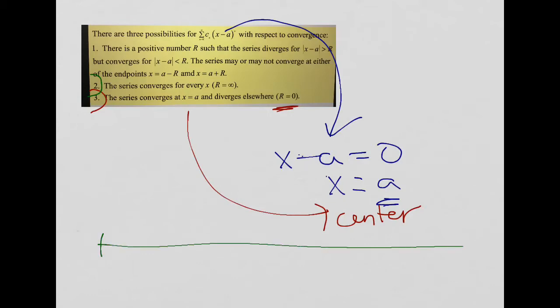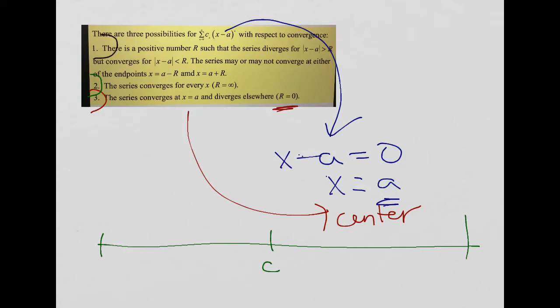That's like saying everything's going to work, so the interval of convergence would also be infinity. The set of all values of x for which your power series converges is your interval of convergence. Okay, so here's your center. Let's now talk about number 1.